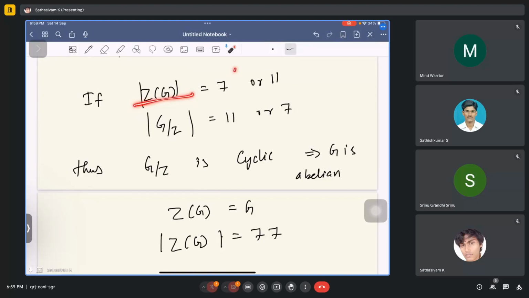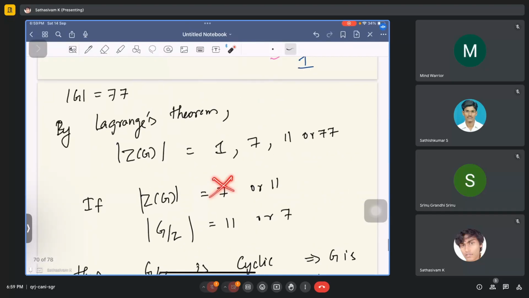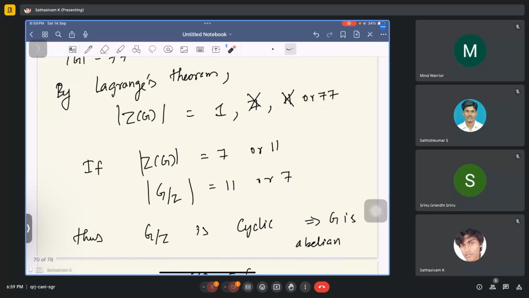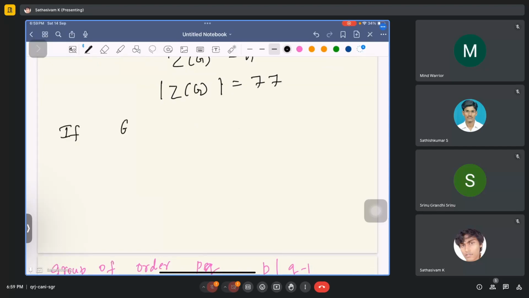Here you assumed that the center of G is 7, but it tells you the center of G is 77. So basically these two are not possible. We can strike them out. So what remains is either 1 or 77. If your center is 1, then such a group needs to be abelian, right? So if the center of G is 1, then G is abelian.